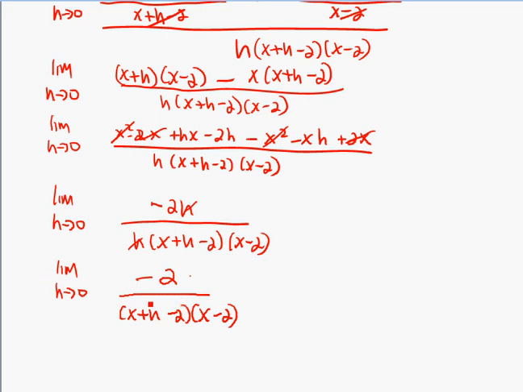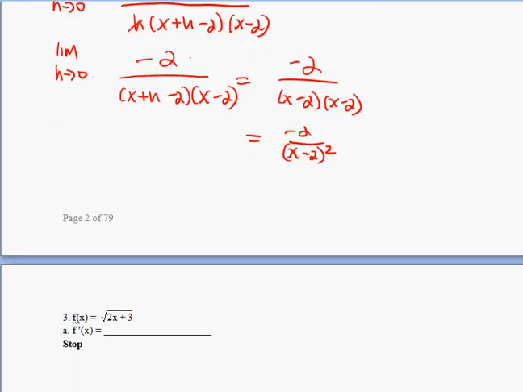I evaluate my limit by plugging 0 in for h. I'm left with negative 2 over x minus 2, x minus 2, which is negative 2 over x minus 2 squared. So outside of that minor issue, I forgot to cancel out the xh's. Notice that the h's cancel out, numerator and denominator, so if that doesn't happen, you have a problem. You evaluate the limit by plugging 0 in for h.